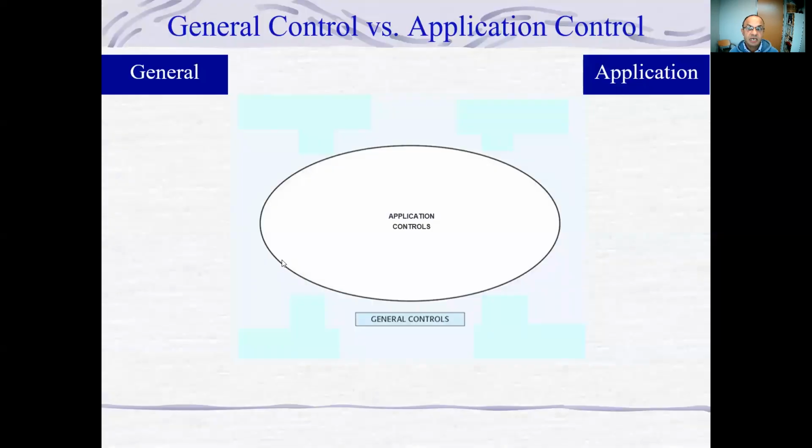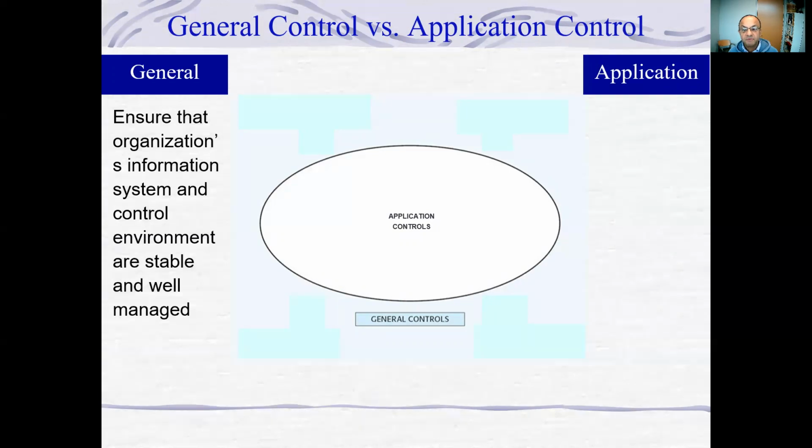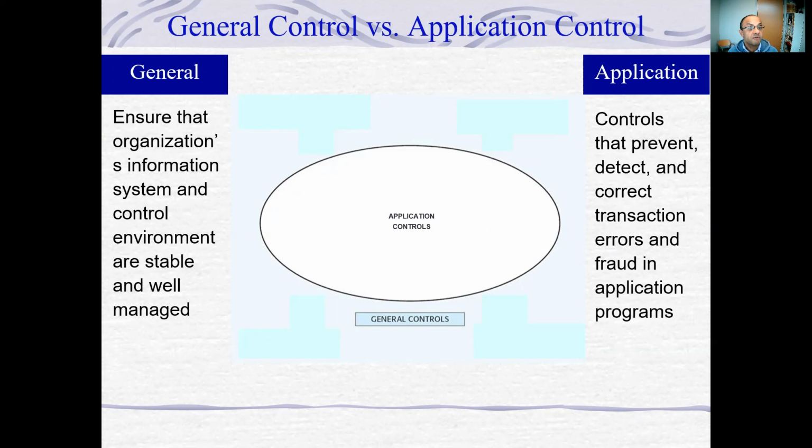The next point is classifying the controls into general and application. And this classification is different from the previous classification we have. General control, we make it to ensure that the information system and control environment are stable and well managed. So here we talk about the environment itself. But the application, from the name, you can tell that this is related to the information. So general control is related to the environment, but application is related to information to prevent, detect, and correct any transaction or error.